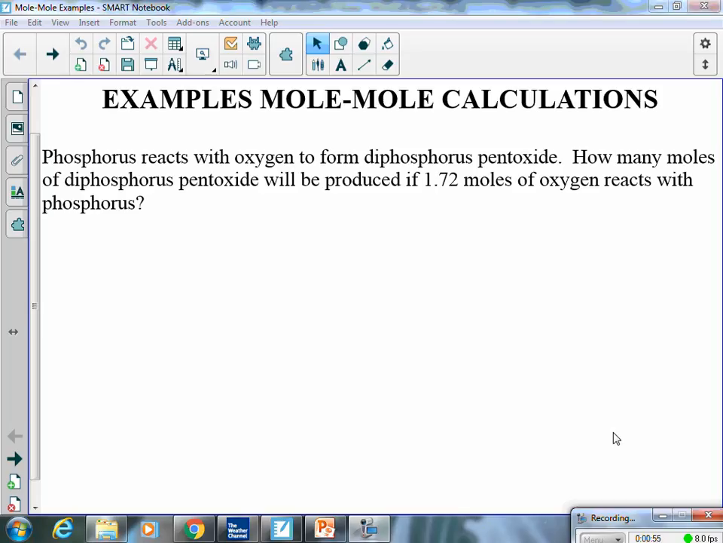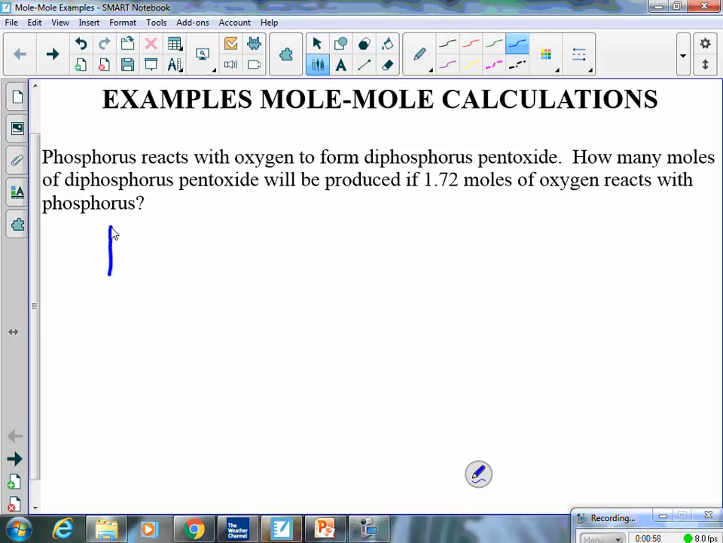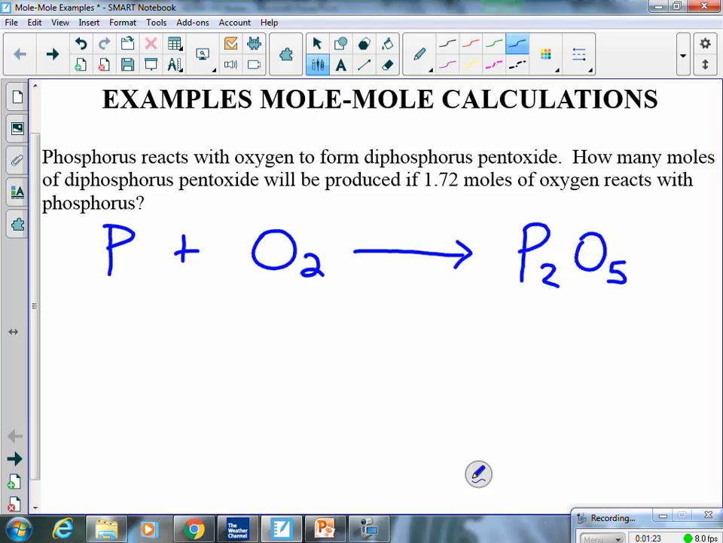So as I come up here, I can see that phosphorus is reacting with oxygen. Now remember, oxygen's a super 7. Is phosphorus a super 7? No, it is not. So oxygen and phosphorus are reacting to form diphosphorus pentoxide. Now I have my skeleton equation. I need to balance it.